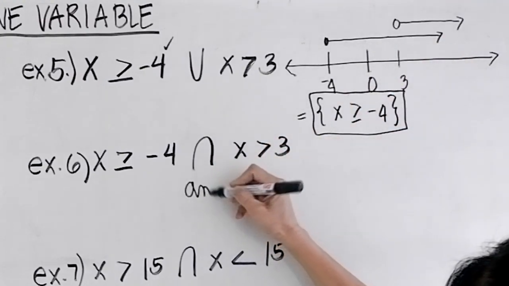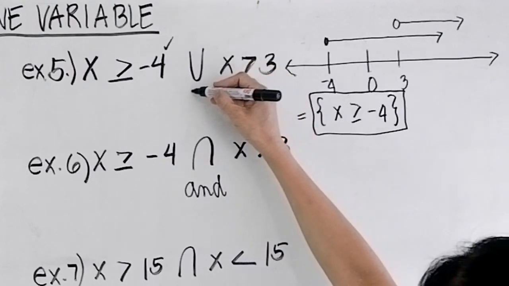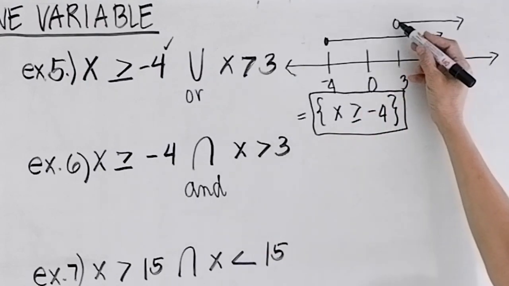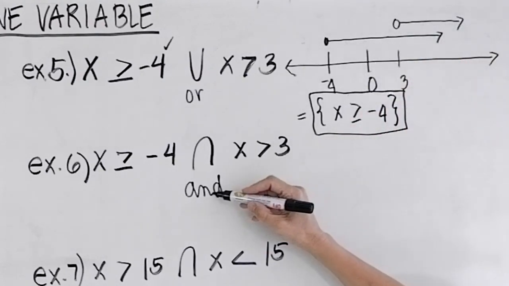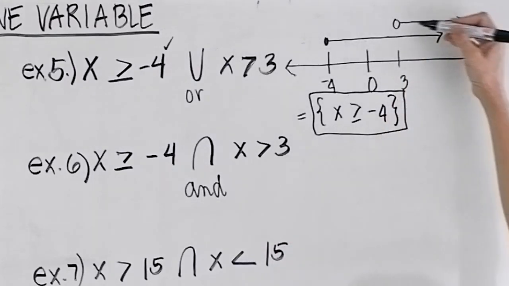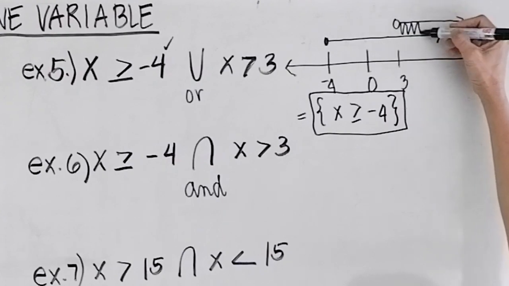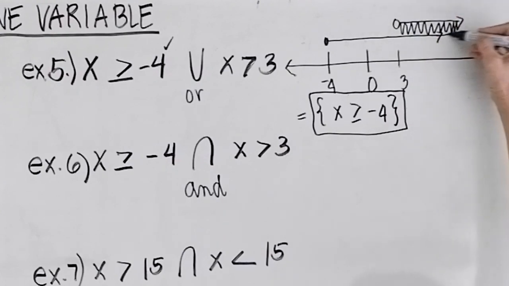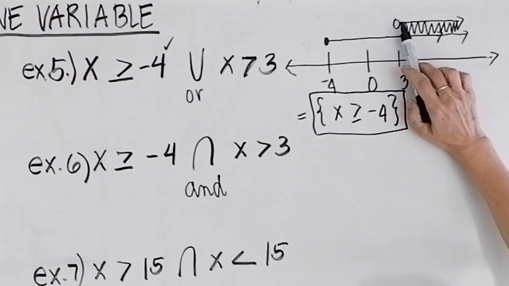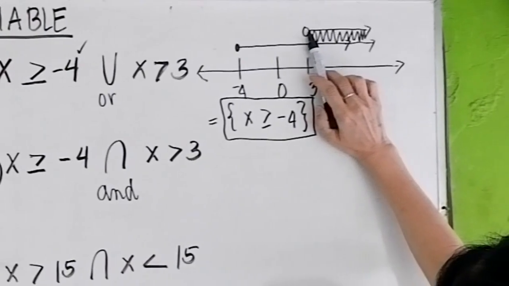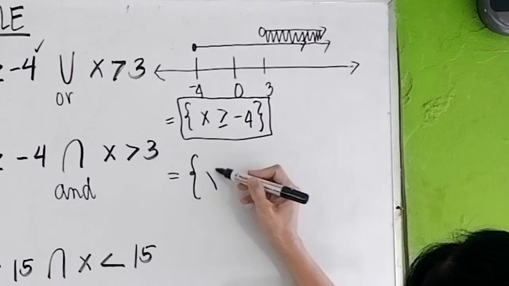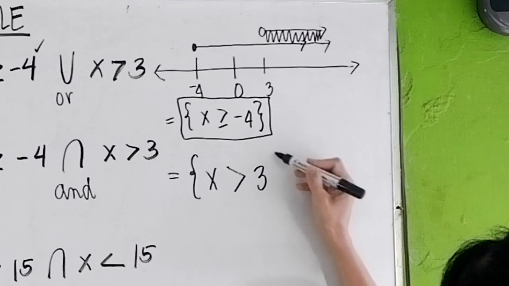Intersection means "and." When you see the word intersection, it means and. Union means "or." And x is greater than 3 there. So intersection would mean you are getting the common elements, just where the two graphs overlap. They overlap here, greater than 3. So this would mean the intersection is x is greater than 3.